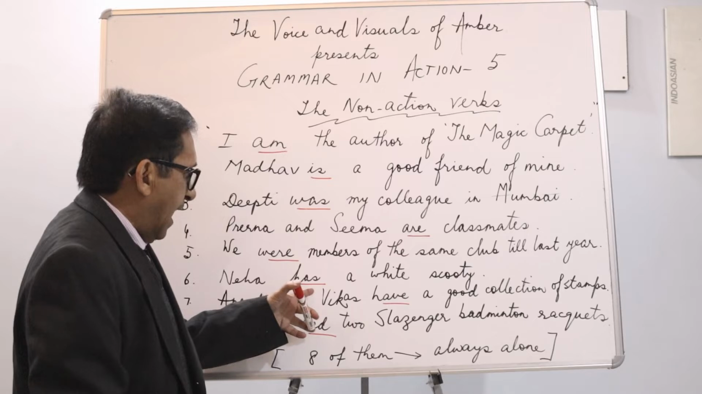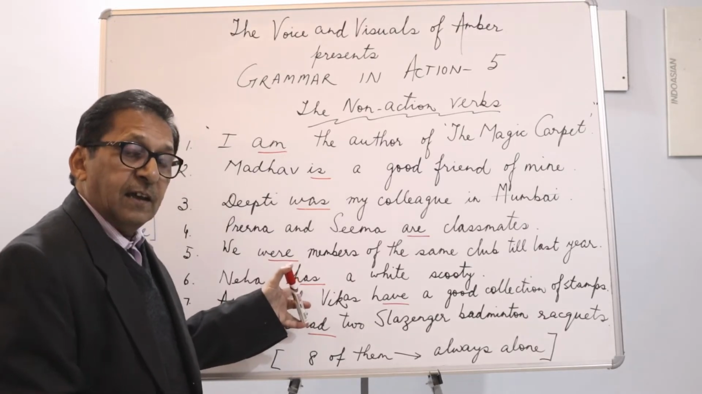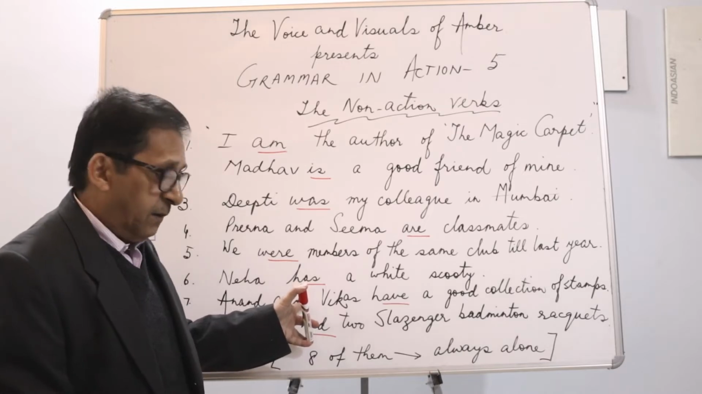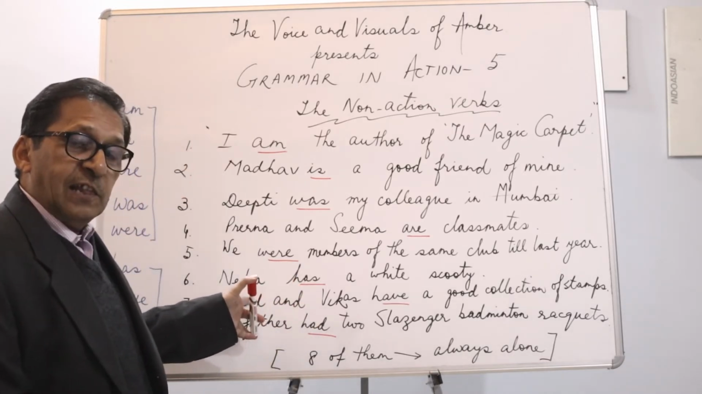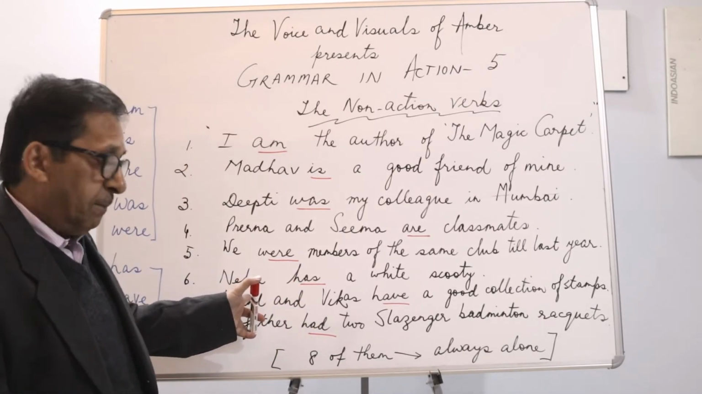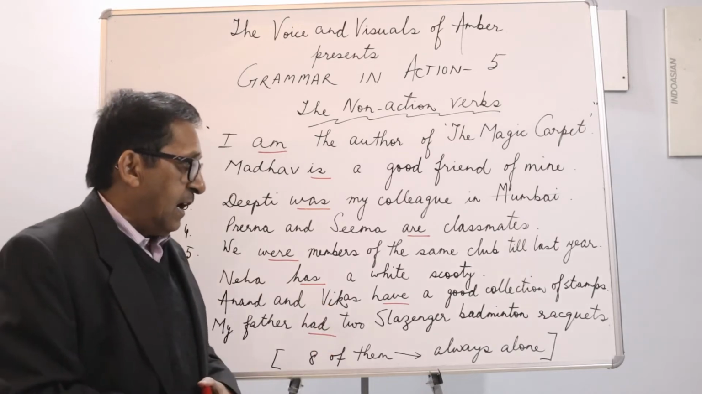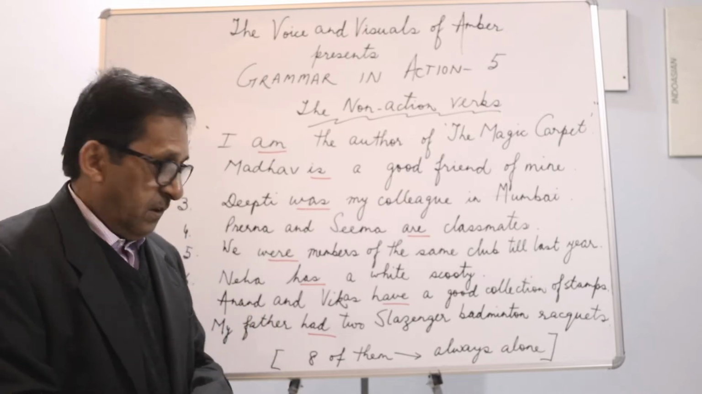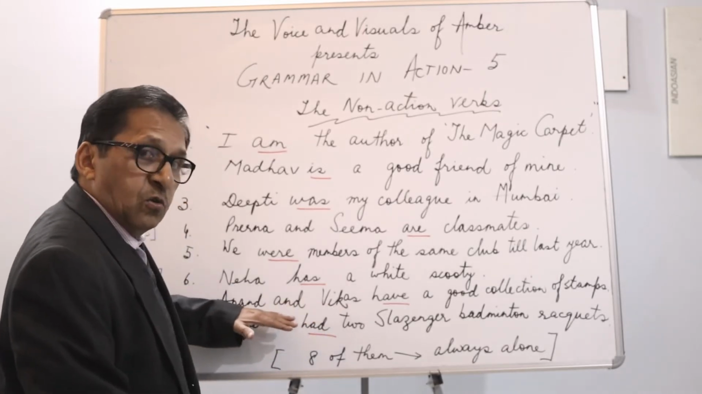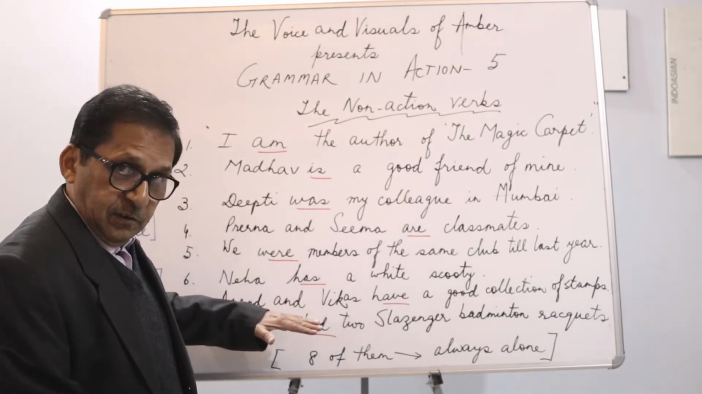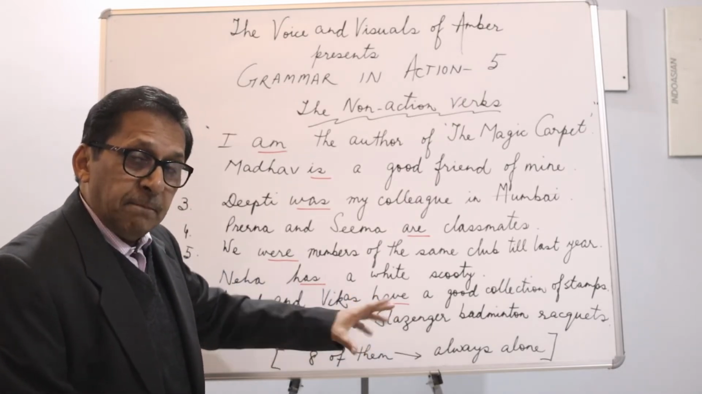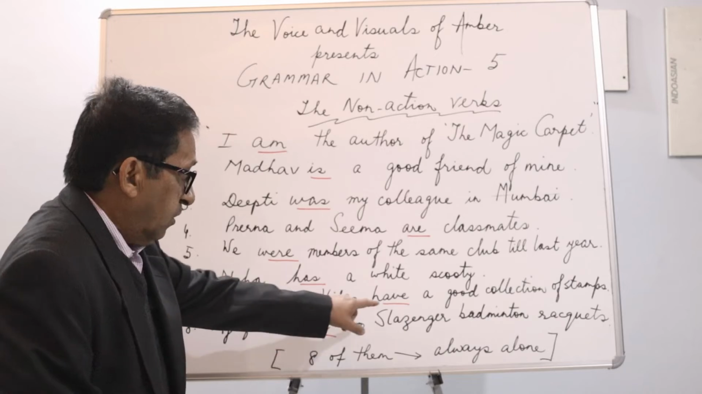Anand and Vikas. So this Neha has. So has is the possession verb, the possession non-action verb that goes with a singular third person subject. Anand and Vikas have a good collection of stamps. So again, now there are two people here. So therefore, the subject of the sentence is in the plural number, more than one, two. So we have.